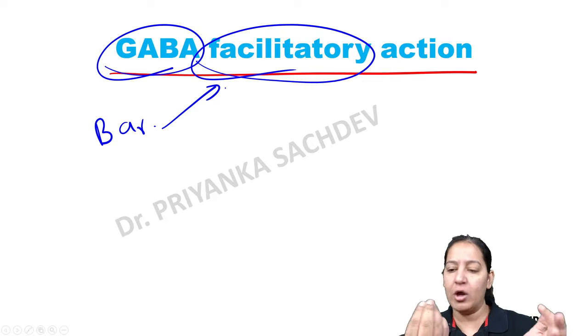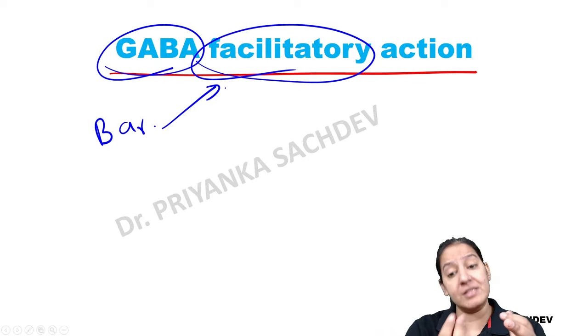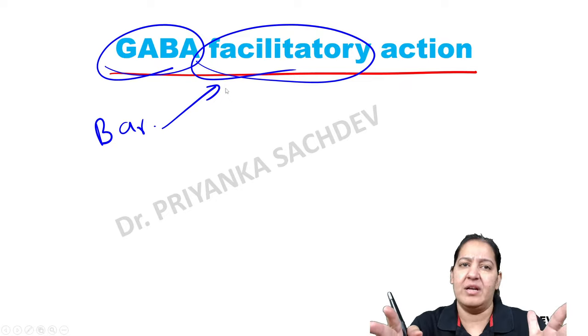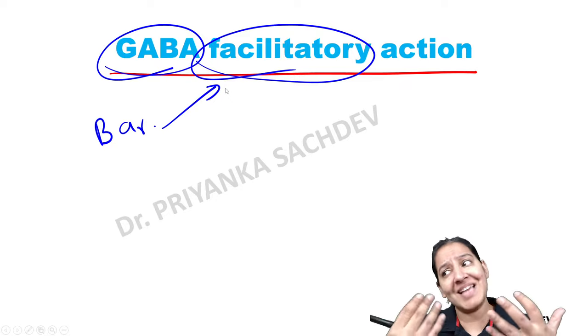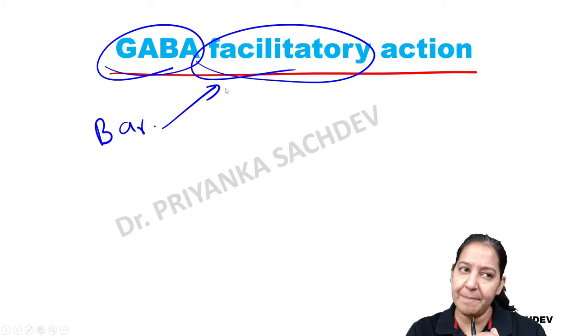You are doing inhibition. You are opening the chloride channel for 1 millisecond. Okay, I will help you to open the same chloride channel instead of 1 second, I will help you open it for 10 seconds. So the same job is exaggerated. The same job of the natural GABA gets exaggerated if you give the barbiturate. Give me a thumbs up.